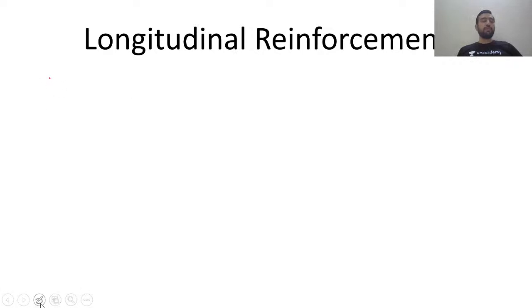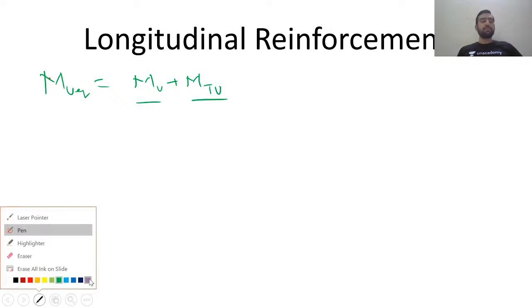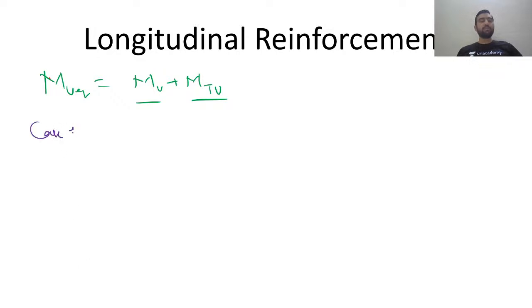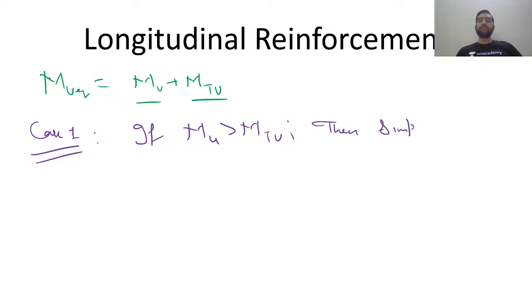Suppose you have obtained the value of Mu equivalent, obviously due to the actual component as well as due to the converted component due to the torsion. So let me call it Mu, it is Mtu. So there were two cases. Just see here. Case number 1, I told you, if Mu is greater than Mtu, then simply find area of steel.